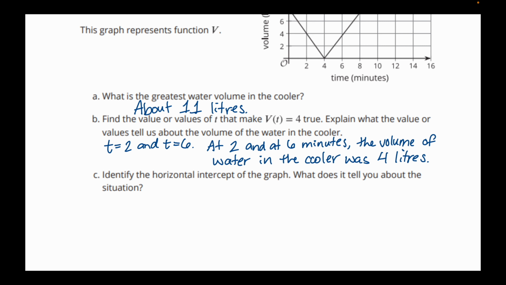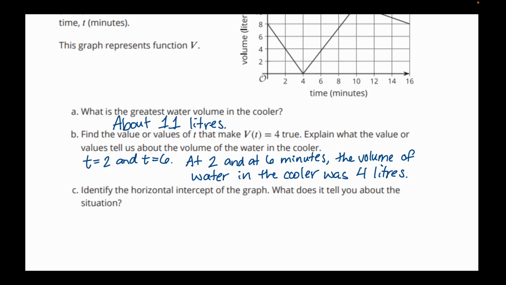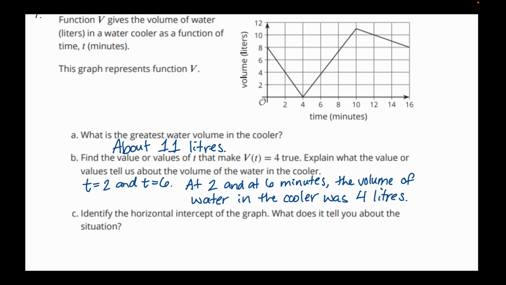Now, we do have a part C to this, so we now have to identify the horizontal intercept of the graph. And what does this tell us about this situation? Horizontal intercept is where our graph touches our horizontal axis. So that's our x-axis, or this one here that I have highlighted. It's time in minutes. And it looks to me like it touches our x-axis right here at 4.